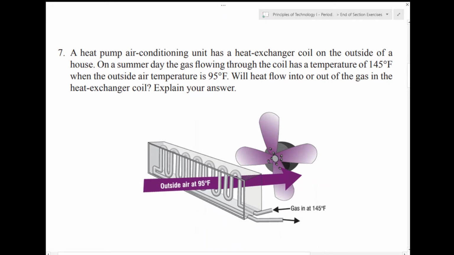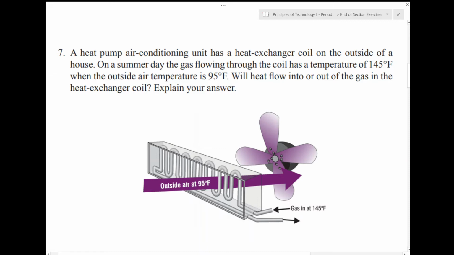Number 7. A heat pump air conditioning unit has a heat exchanger coil on the outside of a house. On a summer day, the gas flowing through the coil has a temperature of 145 degrees Fahrenheit when the outside air temperature is 95 degrees Fahrenheit. Will heat flow into or out of the gas in the heat exchanger coil? Explain your answer.